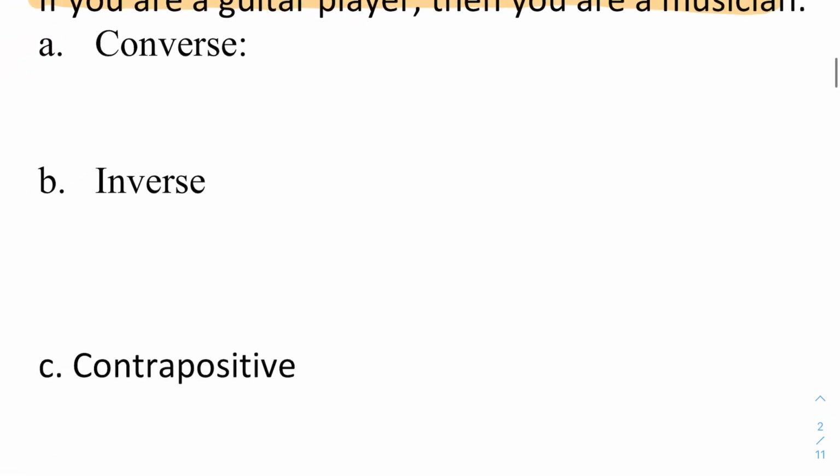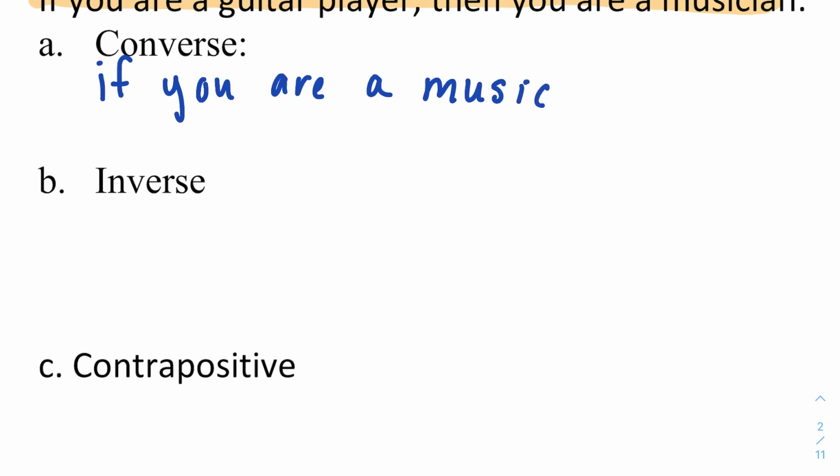So converse, again, is going to be just flipping them. I'm going to take my hypothesis and conclusion and flip where they are. So that would be if you are a musician, then you are a guitar player.